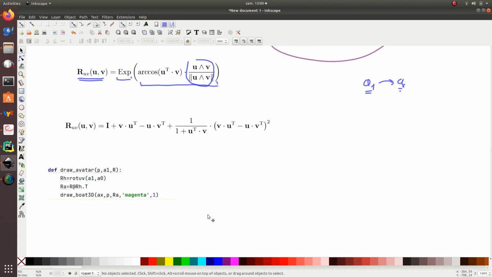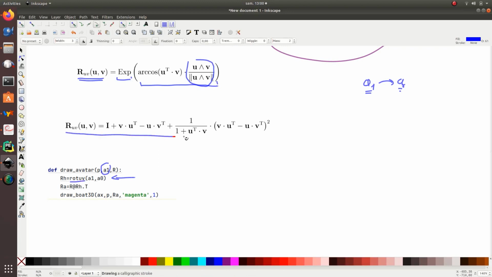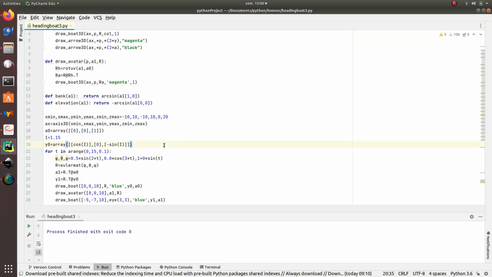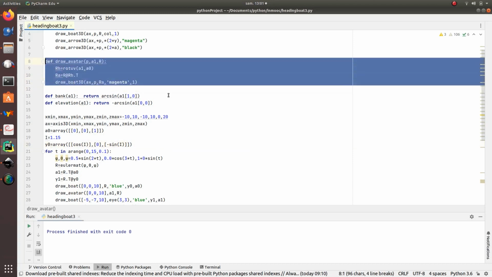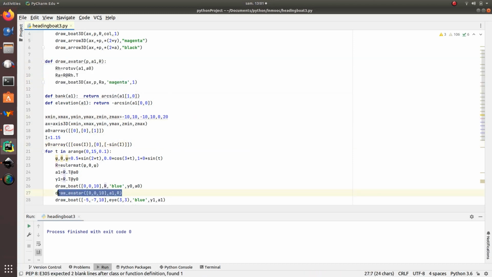To draw what we call the horizontal avatar, it is a boat which corresponds to the horizontal projection of the actual boat. For this I will only use A1, which is measured by the accelerometers. I compute this one, RU and V corresponds to this function, which is in rublib. And then I compute the orientation of the avatar by this multiplication, and I draw it. So this is my program with draw avatar here, which is called inside the loop here.